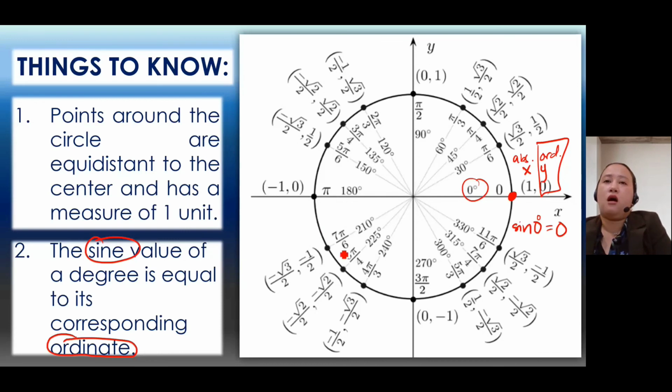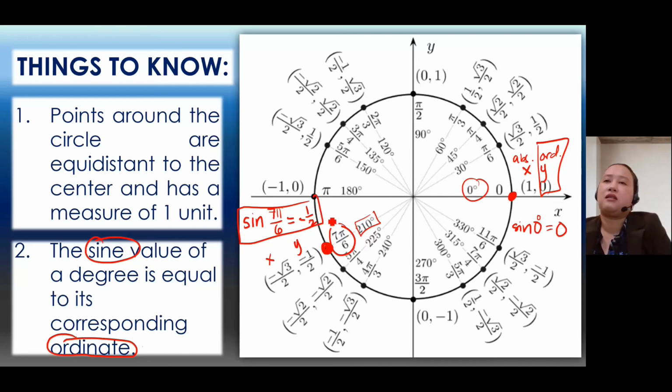Another example, say that we want to consider this point. Okay, so this point has the coordinates negative square root of 3 over 2 as the abscissa and negative 1/2 as the ordinate. Okay, so let us write the sine. And then this time, instead of degrees, let us make use of radians. So we have sine 7 pi over 6. So in using this unit circle, the answer is the ordinate. So the answer is negative 1/2. Okay, negative 1/2.